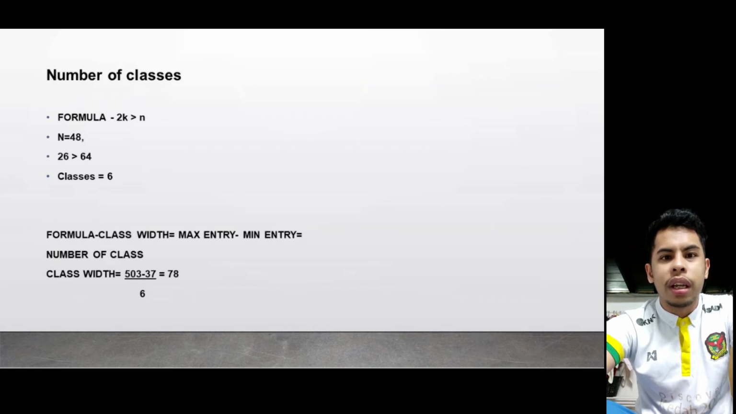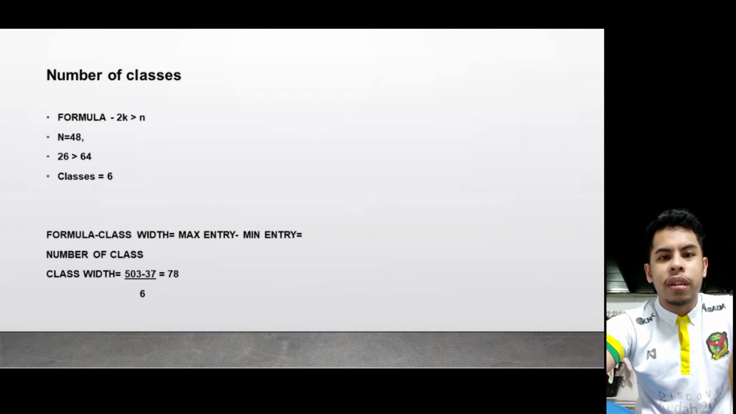So we have 48 numbers, and then we get 6 classes, and then using the formula class width equal to max entry minus minimum entry, so 503 minus 37 and divide by 6, you will get 78.